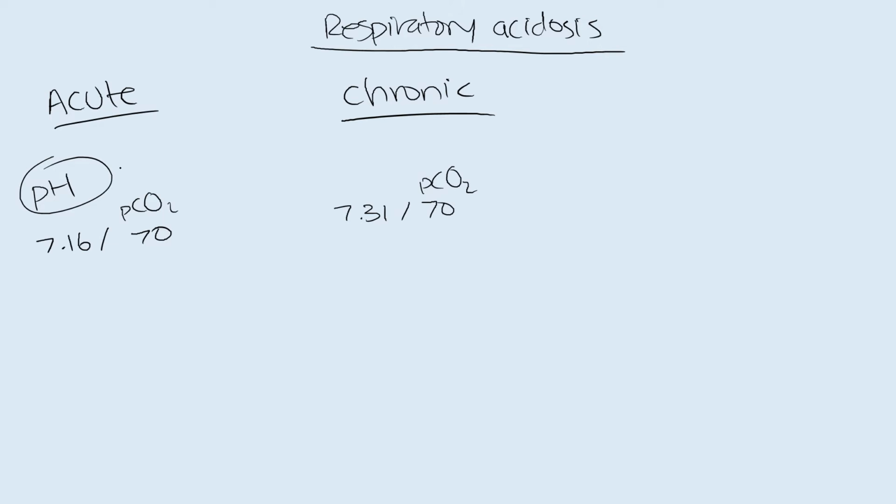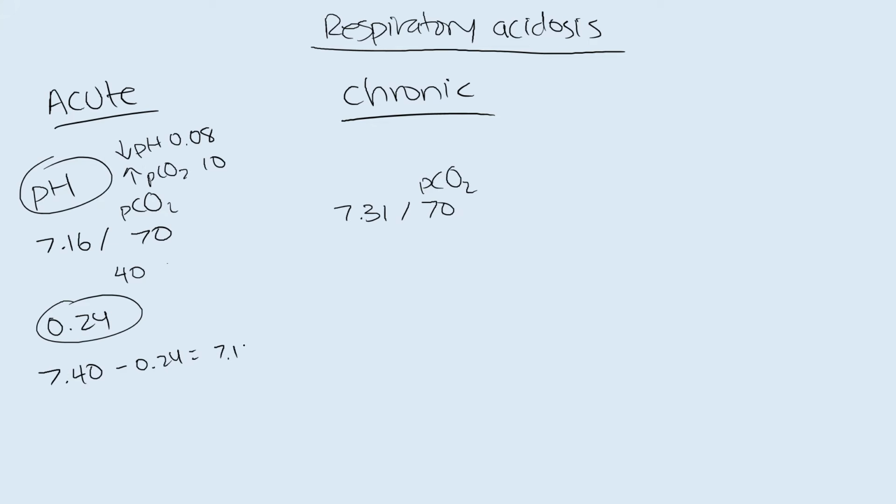So the thing you look for with their pH is that in acute respiratory acidosis, you will tend to see a drop in pH of 0.08 for every increase in PCO2 by 10. So for this patient, a normal PCO2 is 40, right? So they have 30 more millimeters of mercury of PCO2. So we would expect a drop in their pH by 0.24. And so that's exactly what we see. So if a patient has a normal pH of 7.40 minus 0.24, we get 7.16.